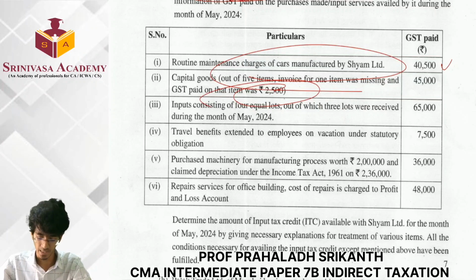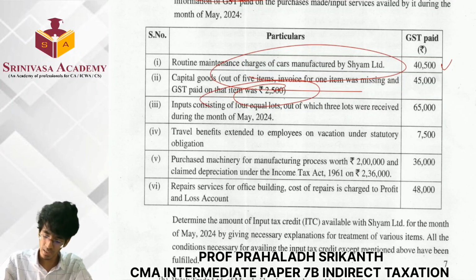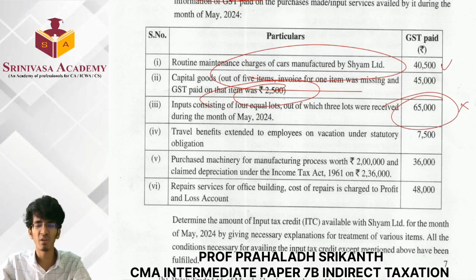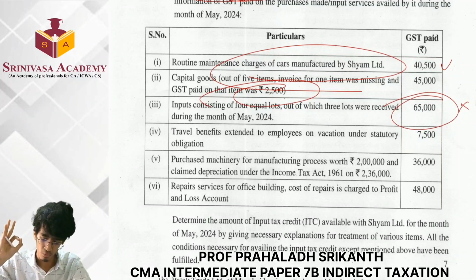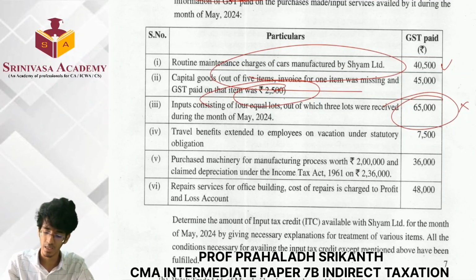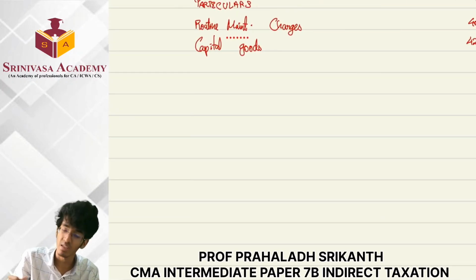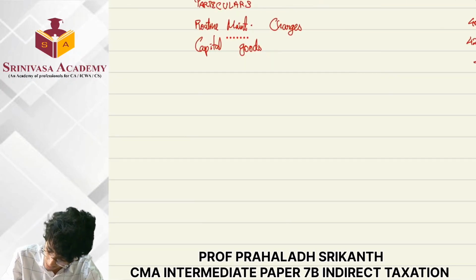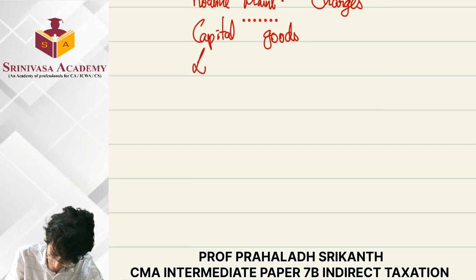We can claim ITC. Here, if we ask whether ITC is available for this, ITC is not available. Why? Because out of 4 lots, only 3 lots have been received. Only after receiving the last lot can we claim ITC. So as per section 16, subsection (2)(b), it is not allowed.